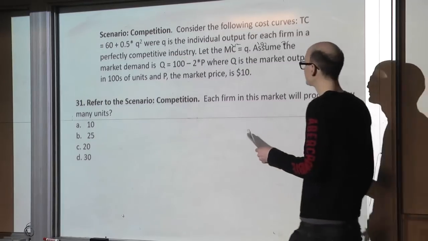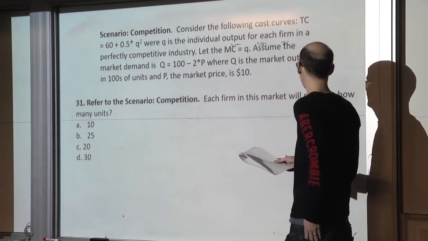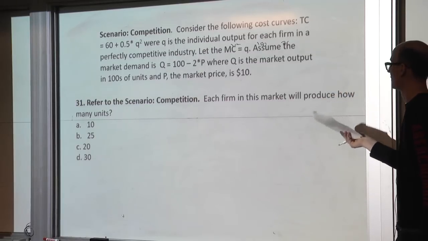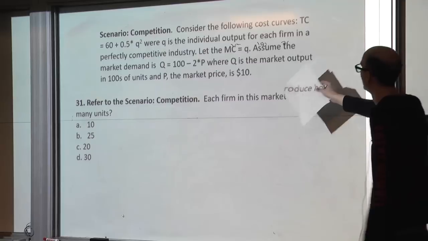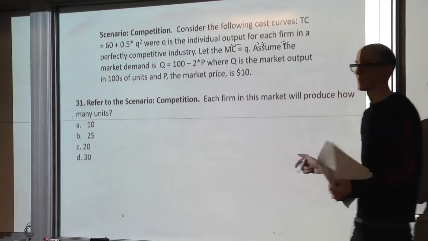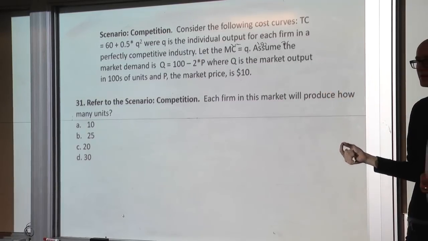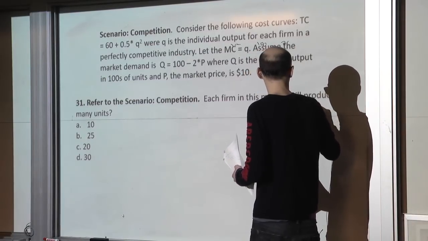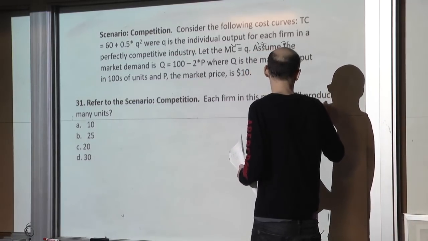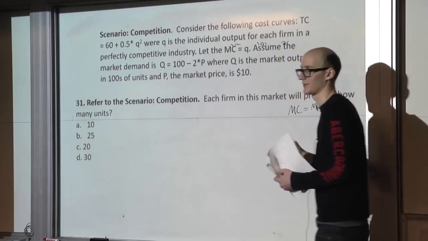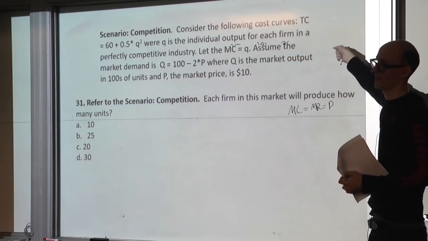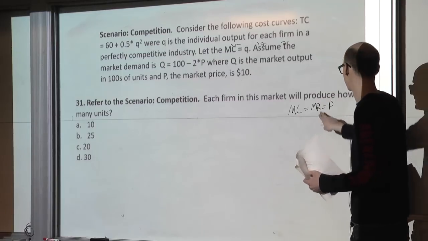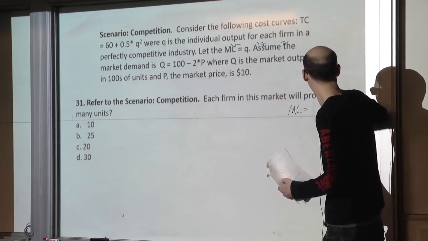Okay, so 31, we would need to know how much each firm in the market will produce, how many units. So to see how much a firm will produce, we always want to go to the point where marginal cost equals marginal revenue, or price in a perfectly competitive setup. And since we have a competitive setup here, we're going to go where marginal cost equals price. Okay?